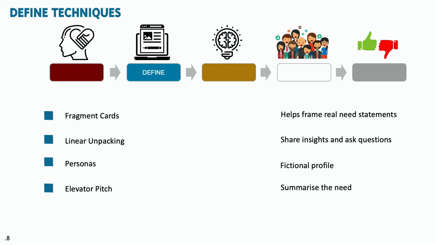Here we have presented several techniques that will lead to the Agile team being able to create a short statement that describes the purpose or ask. Fragment cards are great for helping frame real needs statements. Linear unpacking is a technique that helps the sharing of insights and asking questions. Continue to develop personas, a fictional profile or description of the main customer types. Produce an elevator pitch that summarizes the true need in less than 200 words.